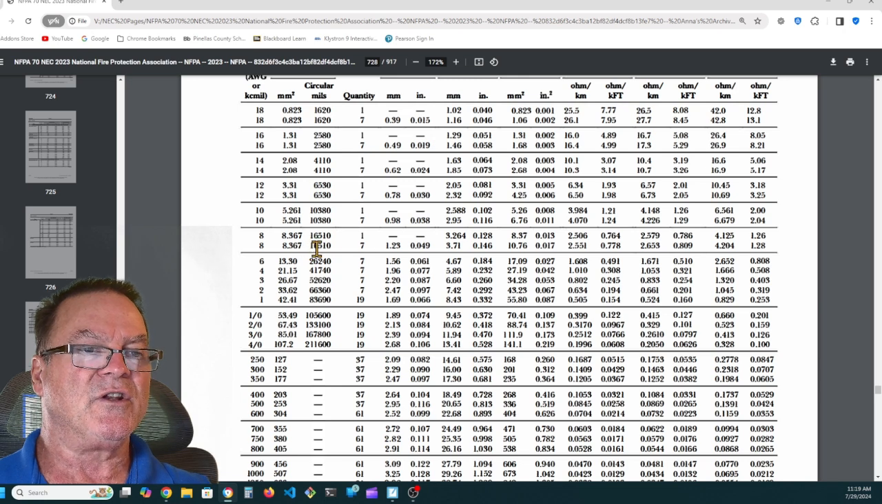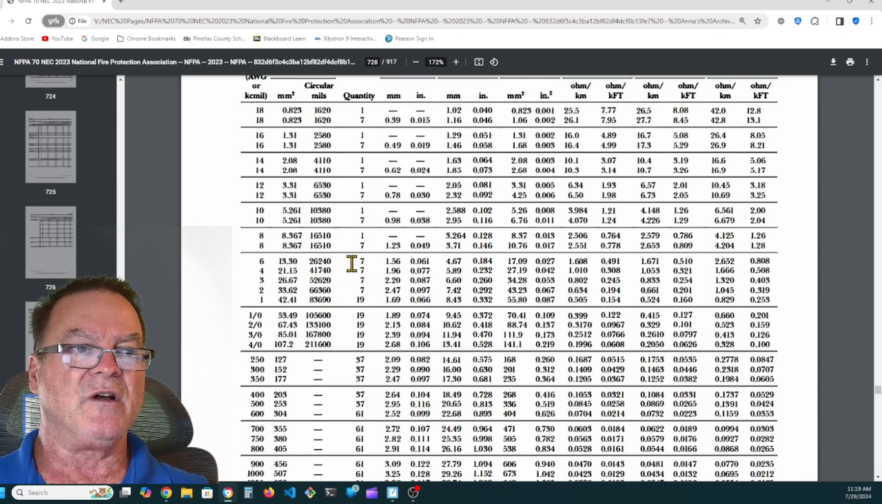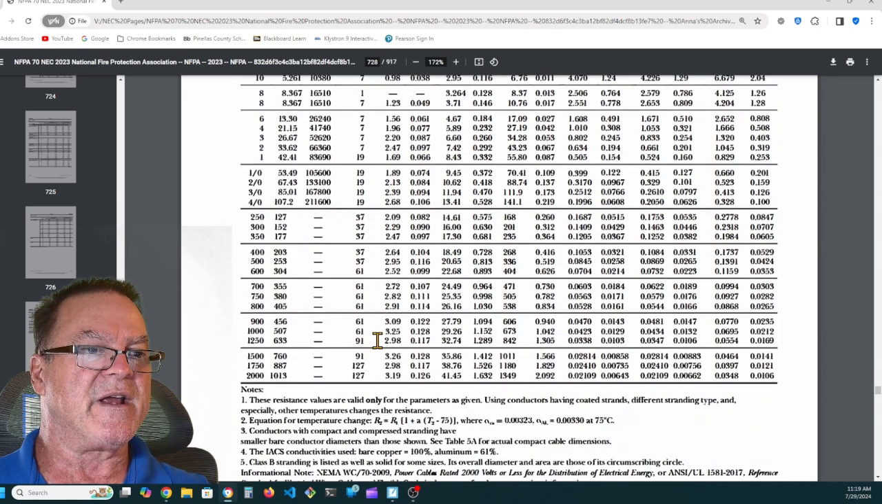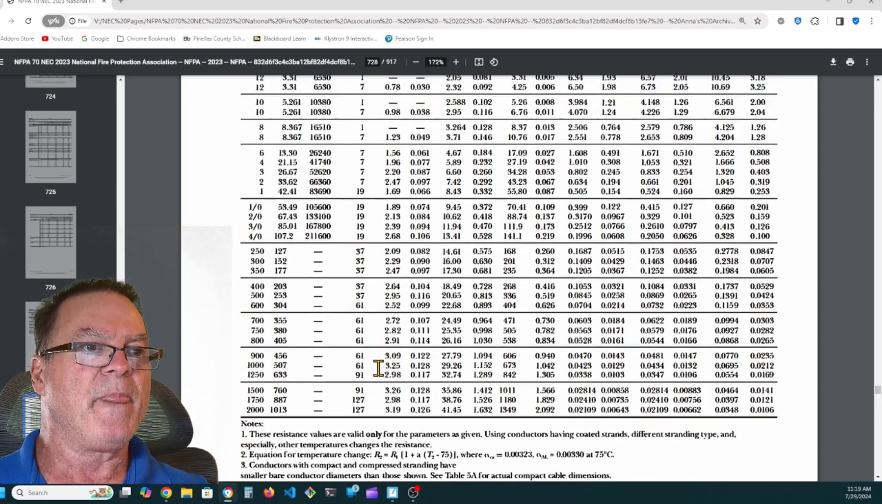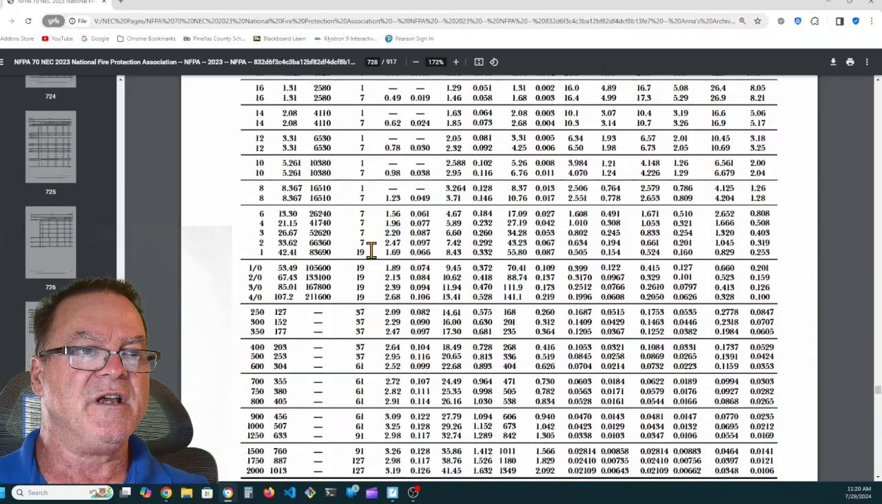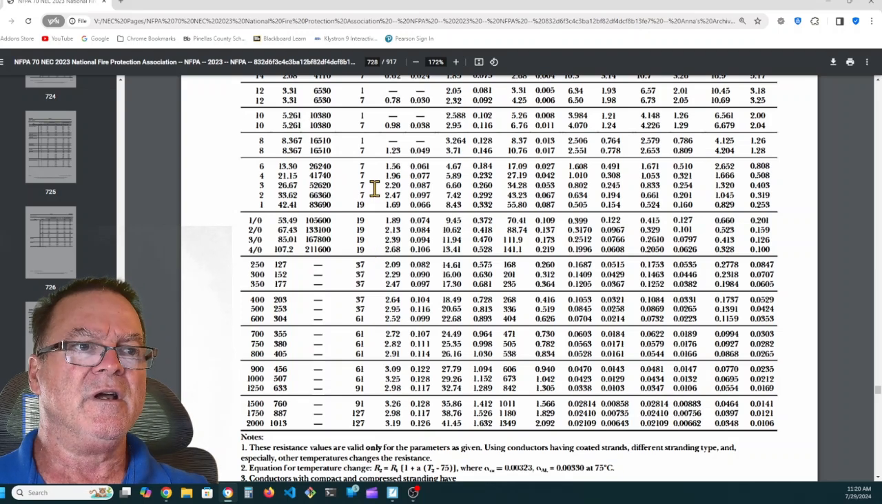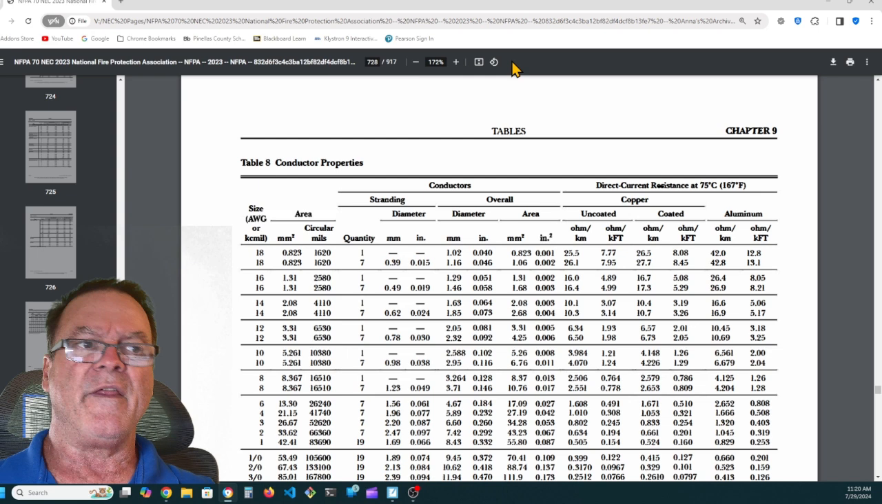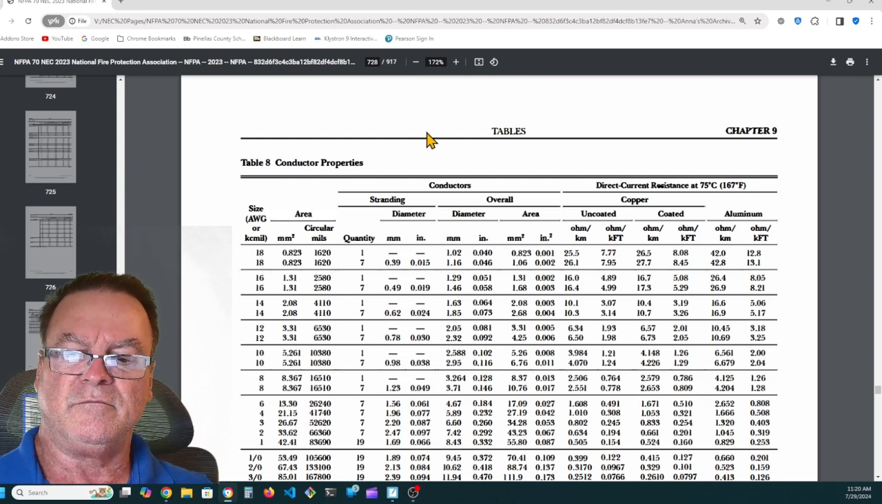And then as you get to larger sizes, they're going to be stranded regardless. You don't have a solid number 6, 4, 2, 3, 2, 1. They'll show you the different strands: 37, 61, 91, 127. Also, notice how all of the stranding in these wires is always an odd number: 1, 7, 19, 37, 61. We'll talk about that in a moment. We'll see why that is. All right, let's go back to the book.